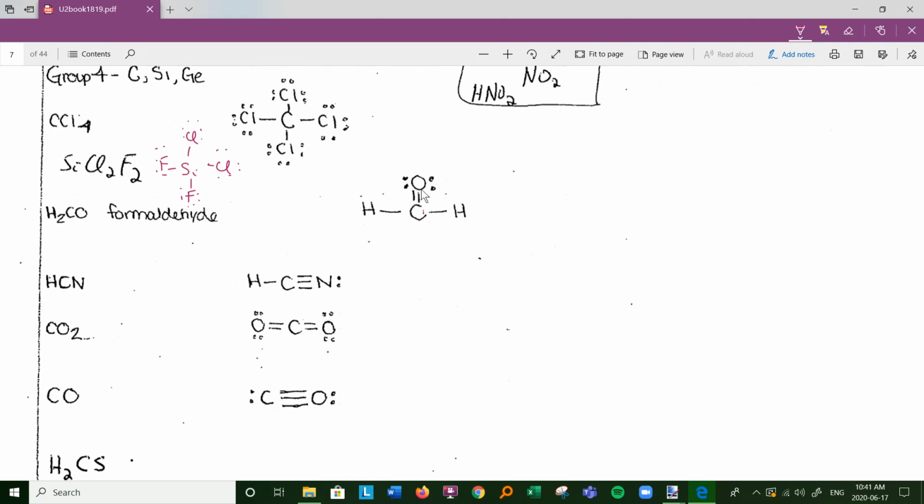And then you have oxygen and hydrogens on either side. So you have 12 valence electrons. 2, 4, 6, 8, 10, 12. So that's formaldehyde. Here's hydrogen cyanide, carbon dioxide, carbon monoxide.